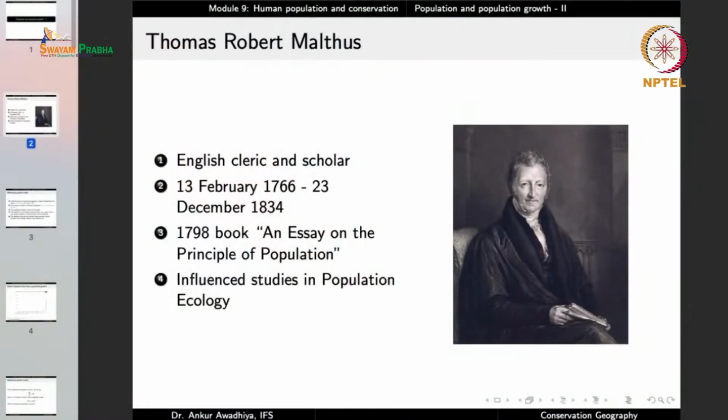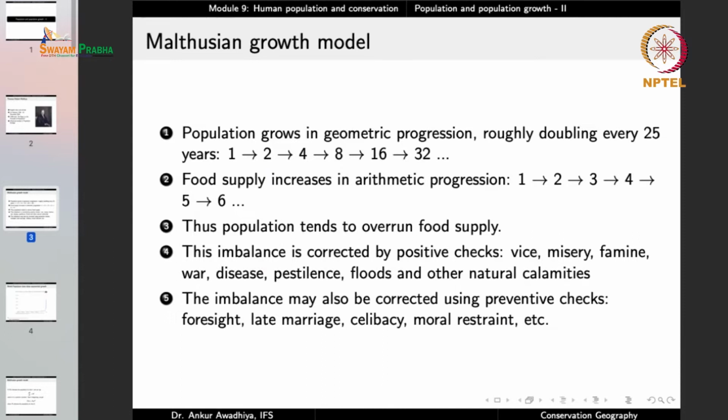So, in this lecture, we are going to focus on his theory, try to understand what he tried to profess about the growth of human population, and we shall also look at the lacuna in his theories and what kinds of changes we are observing in the world today. Now, Malthus proposed a growth model that is known as the Malthusian growth model in his honor.